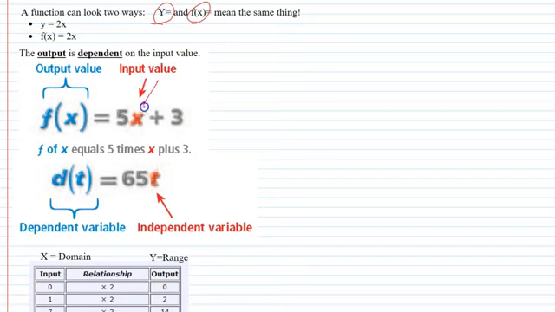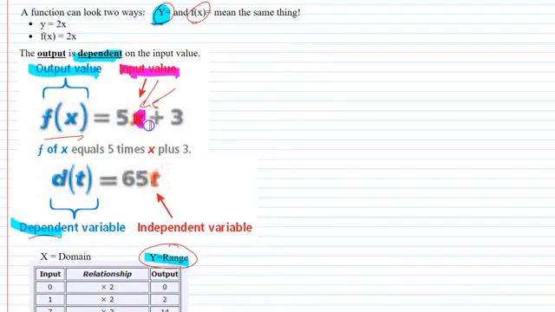So if I put a 10 for x, it's going to change my answer. If I put in a 5 for x, it's going to change my answer. So the output is the y value, and we remember that the y values are also called your range. So the output is dependent. We can call it the y value, and it's also going to be your range. The input is independent. That's the number that you're starting with. It's going to be your input, and it's also your domain because it's the x value. So input, x value, independent, domain.